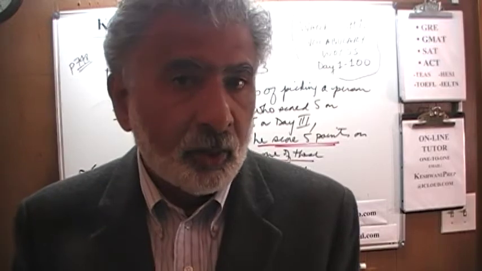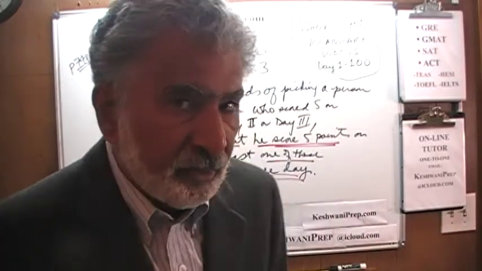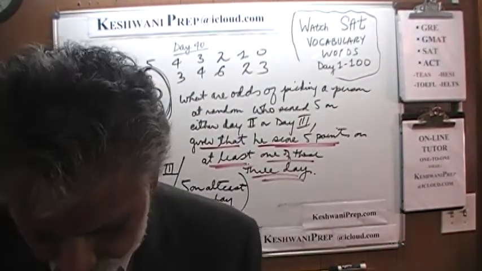Do you understand? What are the odds that if I were to pick one person at random, that person has scored 5 points on either day 2 or day 3, given the fact that he scored 5 points on at least one of these days? In other words, forget everybody else. Your pool of potential candidates is the people who scored 5 points. That's your pool. It's not out of 20. It's out of these 7. So the answer for this question is 5/7.